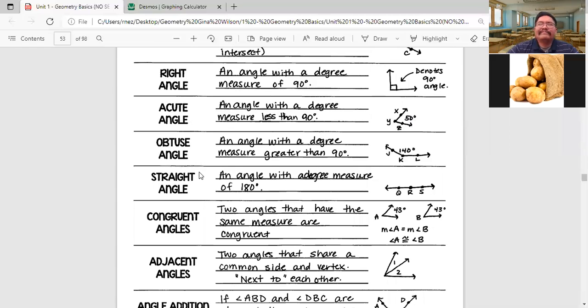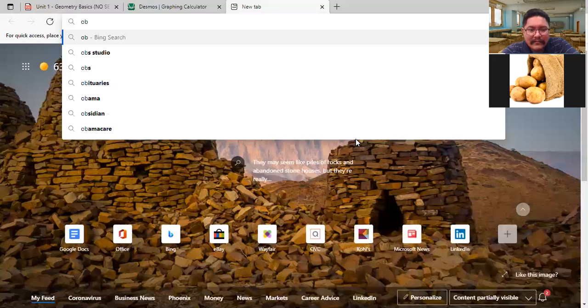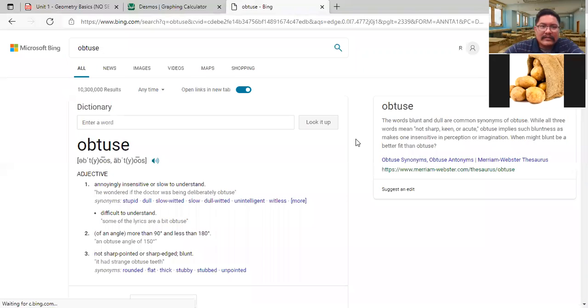Obtuse, well, I don't know where you would find the word obtuse outside of math. Maybe I could do a Google search of what else would be obtuse, but I'm pretty sure I'm going to get a whole bunch of stuff. Annoyingly insensitive or slow to understand. Difficult to understand. Non-sharp or blunted end.